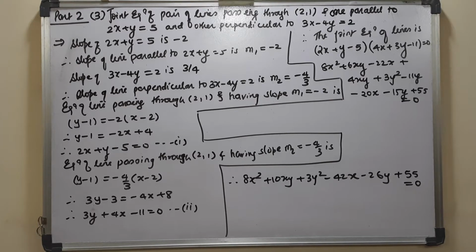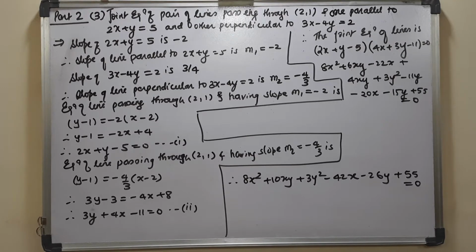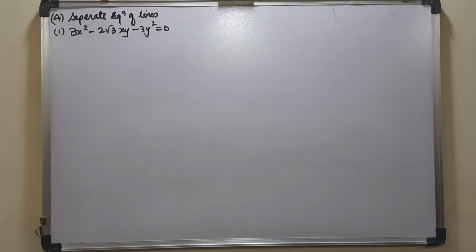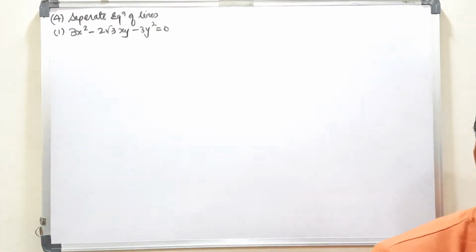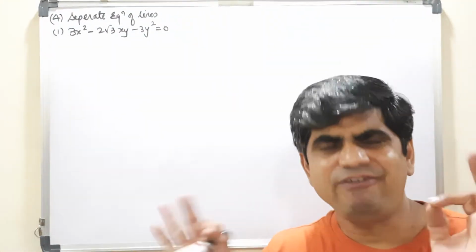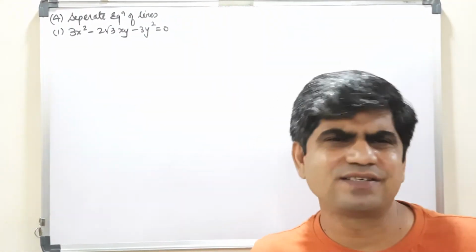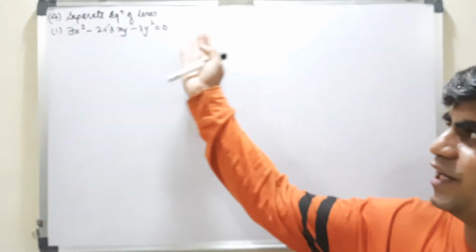Wasn't it easy? This was finding the combined equation, which is very simple. Now we will take a combined equation and try to find the separate equations. Let us find the separate equations from the given combined equation. The best way of finding them is just to factorize it if it is possible, because it is a quadratic equation.